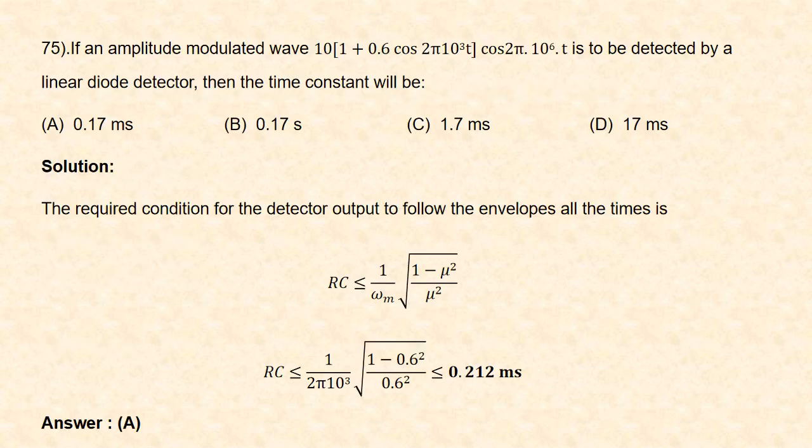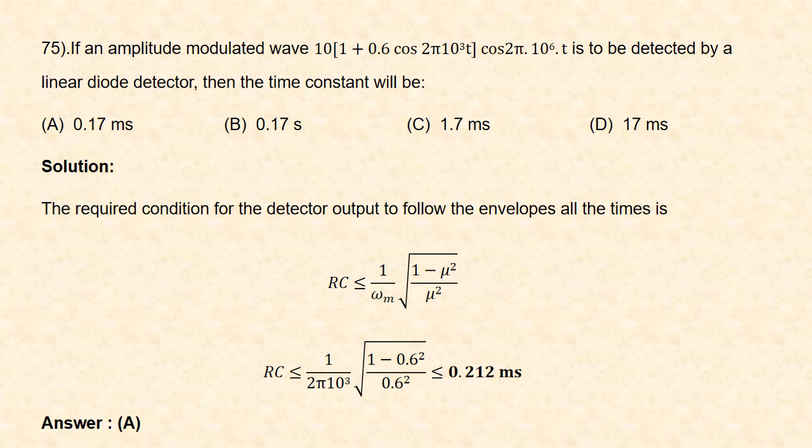Next question. If an amplitude modulated wave 10(1 + 0.6 cos 2π10³t) cos 2π10⁶t is to be detected by a linear diode detector, then the time constant will be: option A, 0.17 millisecond; option B, 0.17 second; option C, 1.7 millisecond; option D, 17 millisecond.